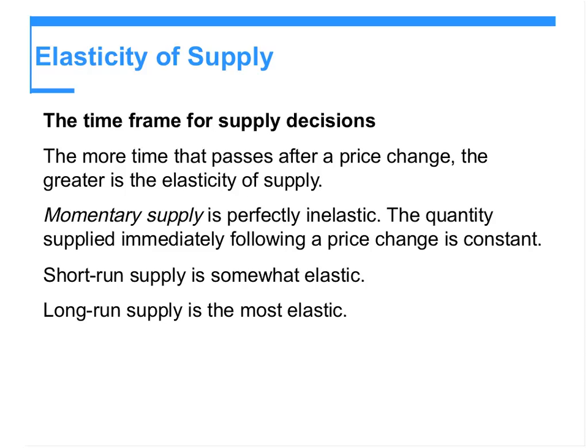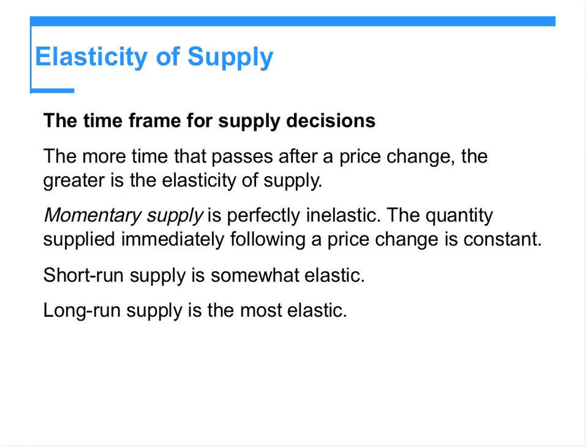Momentary supply is perfectly inelastic. The quantity supplied immediately following the price change is constant. So we're talking about the quantity that you may get out of a price change, and usually momentary supply is perfectly inelastic. You remember, perfectly inelastic means changes in price don't influence the quantity. So with perfectly inelastic supply, even if the price changes, it still doesn't matter. We will have a perfectly vertical, constant supply. Short run supply is somewhat elastic. Long run supply is most elastic.